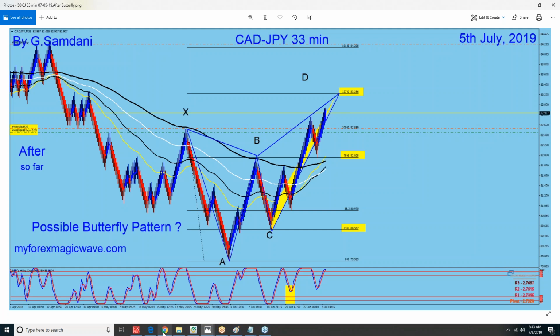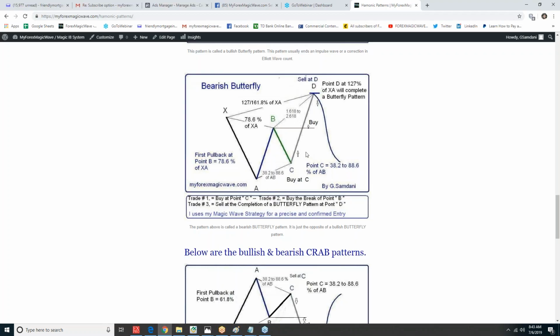So that is the pattern. So what it is, this is the one, right? So we start trading from here. This is what I teach you, how you find these patterns, and how you find these points, point C, not D, point C, and then start trading using the Magic IP system step by step, and how to find these entries, beautiful entries.